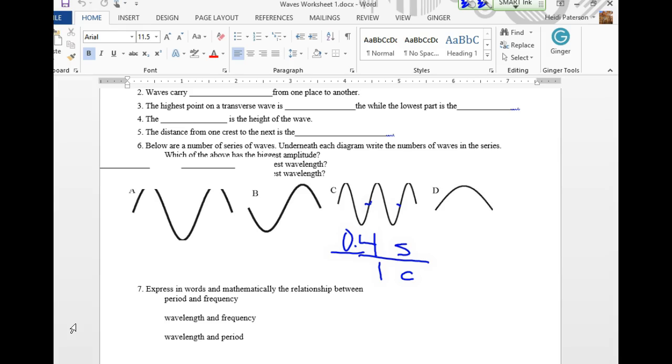How many waves, complete waves, do you have here? 1.5. Okay. So that means that in 1 second, you have 1.5 waves, but that is a frequency. You need to convert this. So 1 divided by 1.5 is?